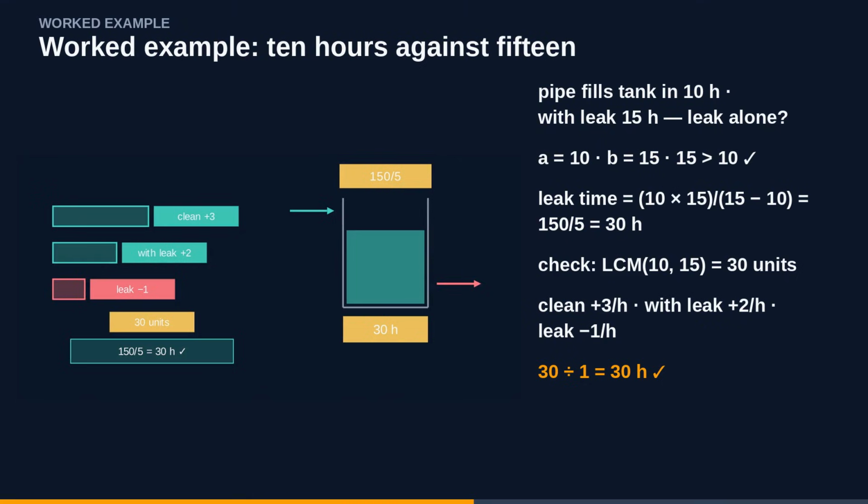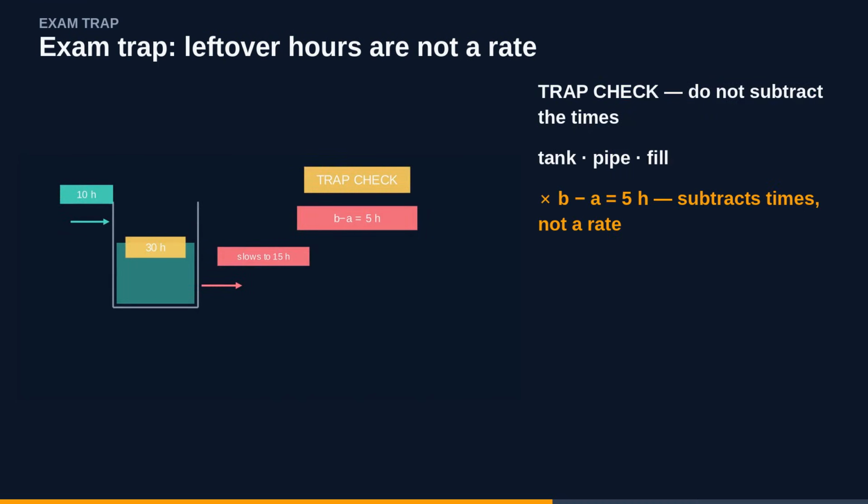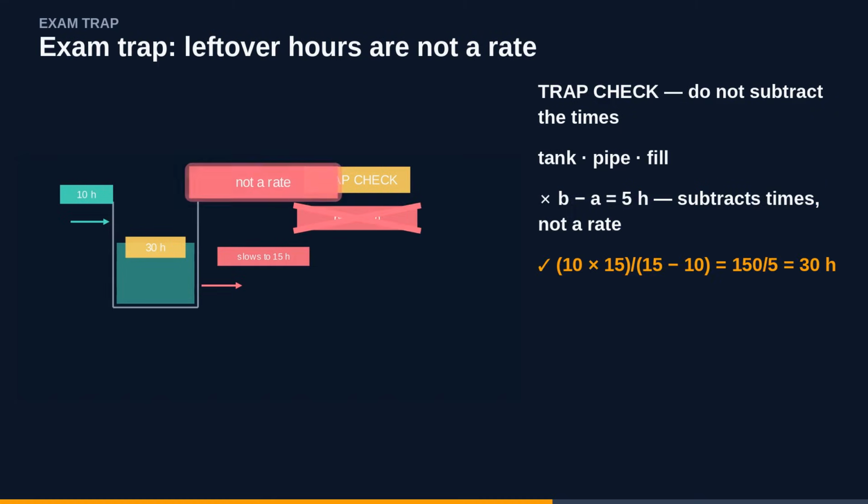The trap, do not answer 5 hours. That is B minus A, it subtracts times and has no meaning as a rate. The exam trap is 5 hours. B minus A subtracting the 2 fill times is not a rate. 5 hours has no meaning as the leak's emptying time. Strike it. The honest line is 150 over 5, 30 hours.